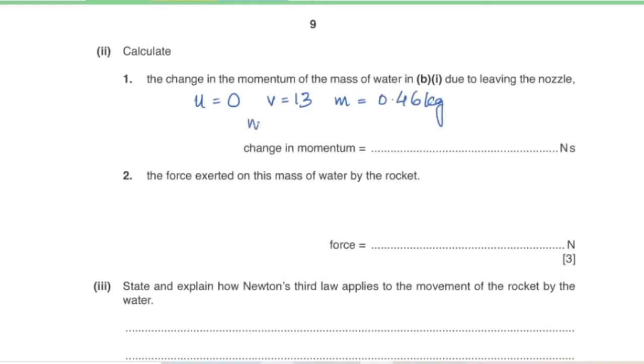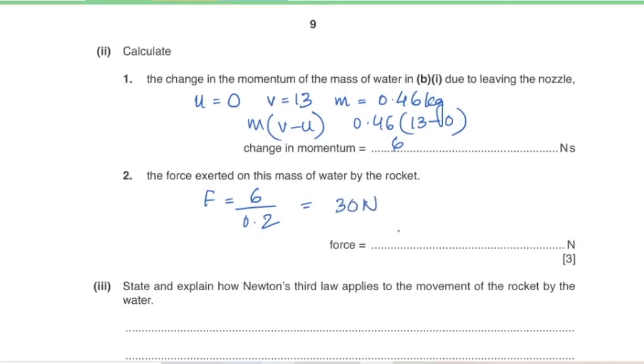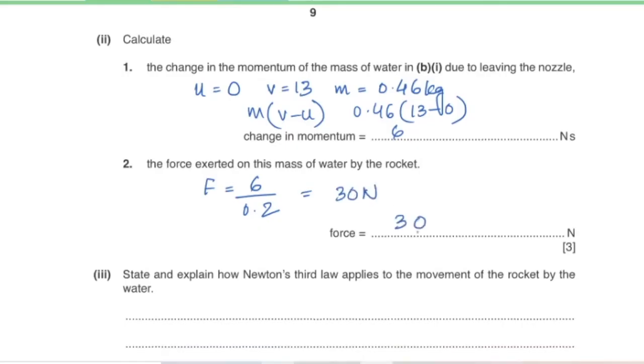So change in momentum is equal to mass into V minus U. So 0.46 multiplied by 13. And we get change in momentum as 6 newton seconds. The force exerted on this mass of water by the rocket, so force is equal to change in momentum divided by the time taken for this change of momentum, and that is 0.2 seconds, the first 0.2 seconds. So that gives me a force of 30 newtons being exerted on the mass of water by the rocket.